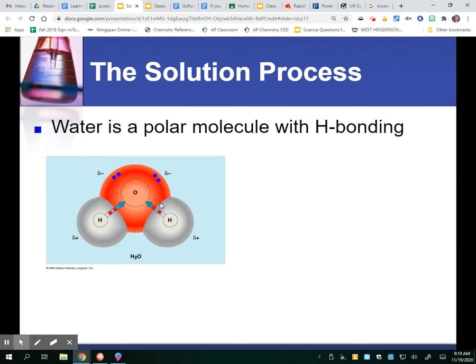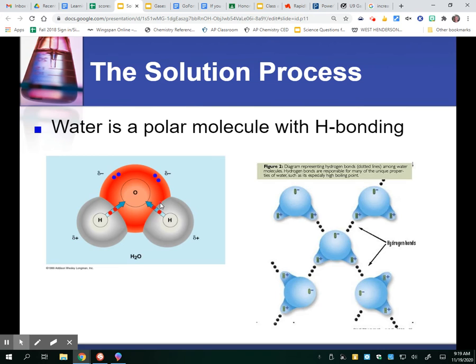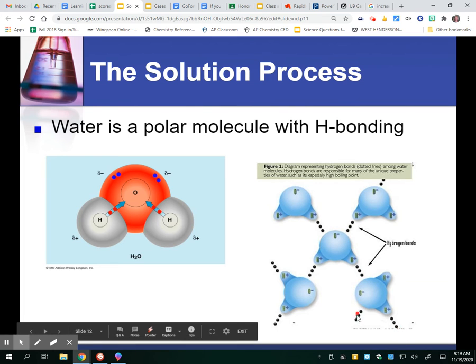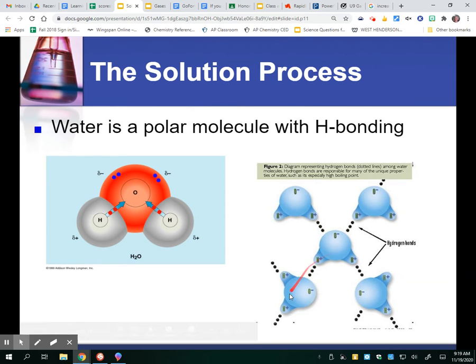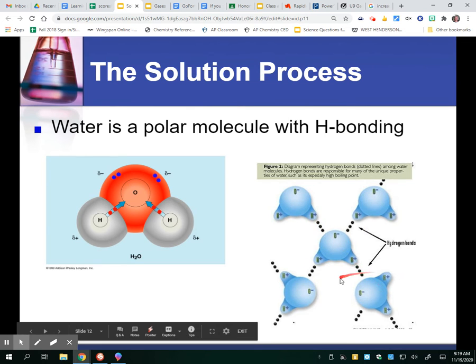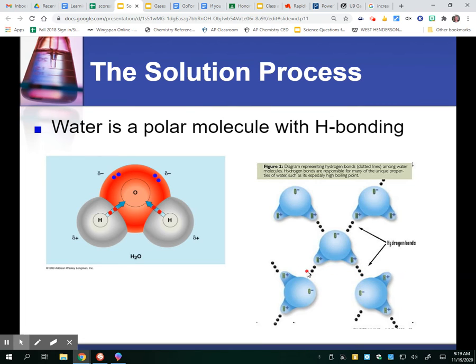Now, because we have hydrogen directly bonded to F, O, or N, and in this case O, we have hydrogen bonding going on between water molecules. And so this is going to come into play when we talk about the energy that's involved when we make solutions. Because water's all attracted to water, and when we mix it with something else, we have to break these attractions so that it's attracted to the other substance to do the dissolving.